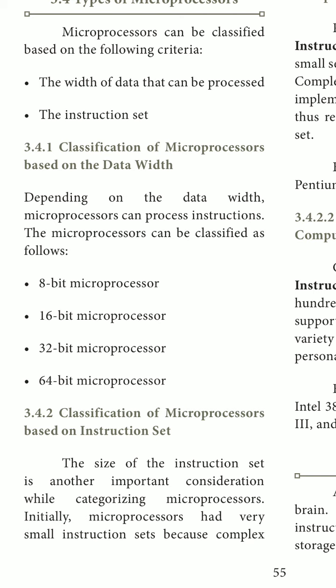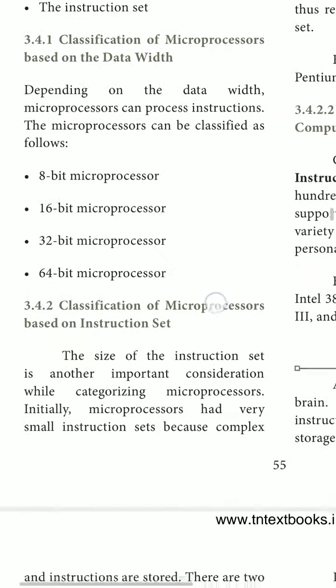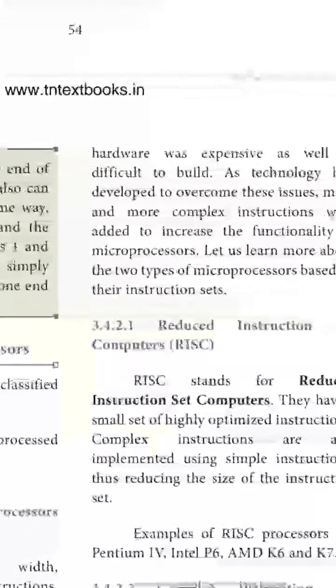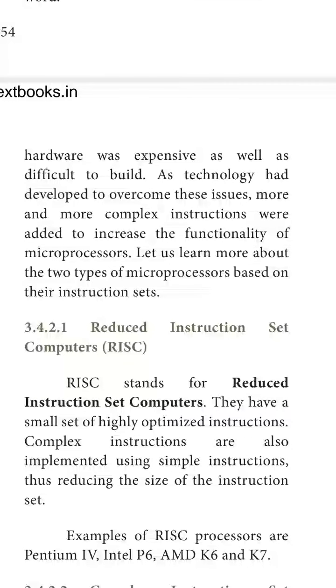Classification of microprocessor based on instruction set. The size of the instruction set is another important consideration while categorizing microprocessor. Initially, microprocessor had very small instruction set because complex hardware was expensive as well as difficult to build. As technology developed to overcome this issue, more and more complex instructions were added to increase the functionality of microprocessor. Let us learn more about the types of microprocessor based on this instruction set.